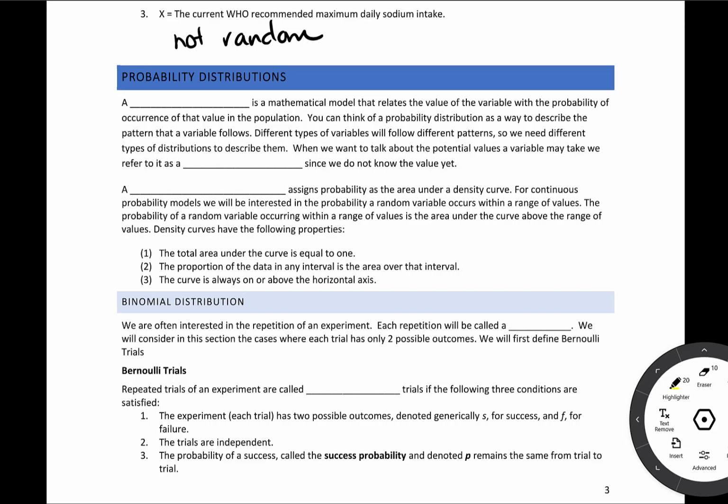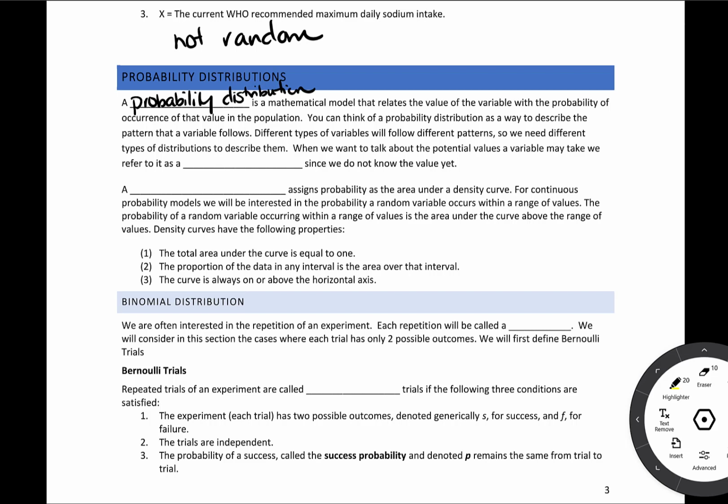So a probability distribution is a mathematical model that relates the value of the variable with the probability of the occurrence of that value in the population. So you can think of it as a way to describe the pattern that the variable is going to follow. Different types of variables follow different types of patterns. So we need different types of distributions to describe them. And we're going to look at just a couple different distributions here.